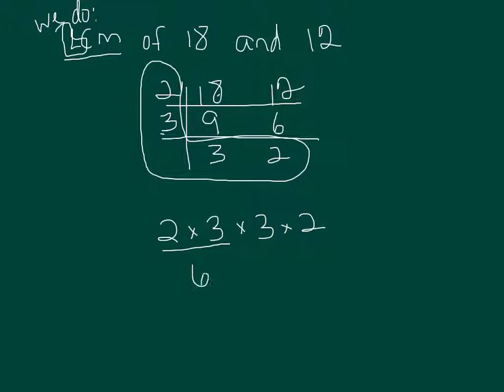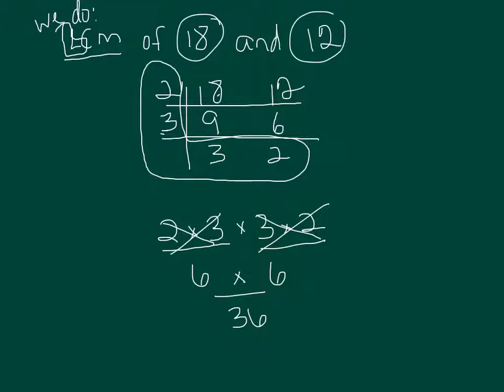So 2 times 3 is 6, cross off what we did. 3 times 2 is 6, cross off what we did. 6 times 6 is 36. So the first number that 18 and 12 will meet at, if you count by 18 and you count by 12, is 36. That is the LCM, the lowest common multiple of 18 and 12.